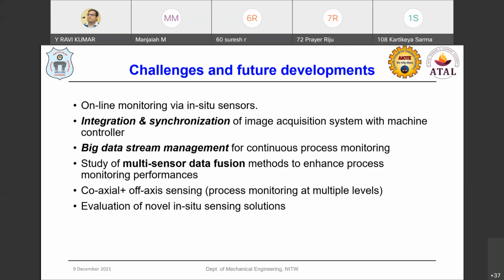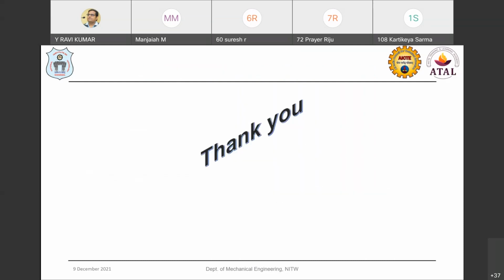That's why process monitoring systems and evaluation of novel in situ sensing solutions are required in these challenging developments of the metal additive manufacturing process. I will stop here, and I also need to address some of the WAM processed components.